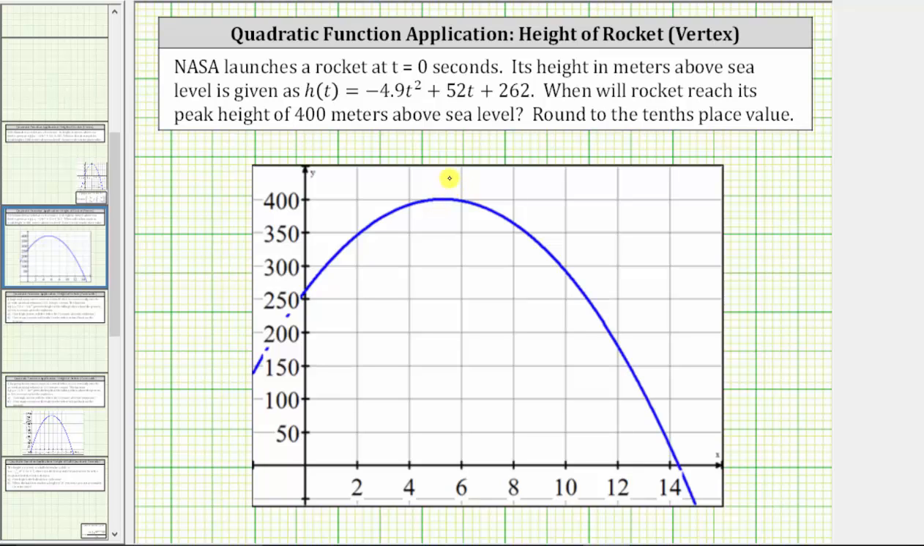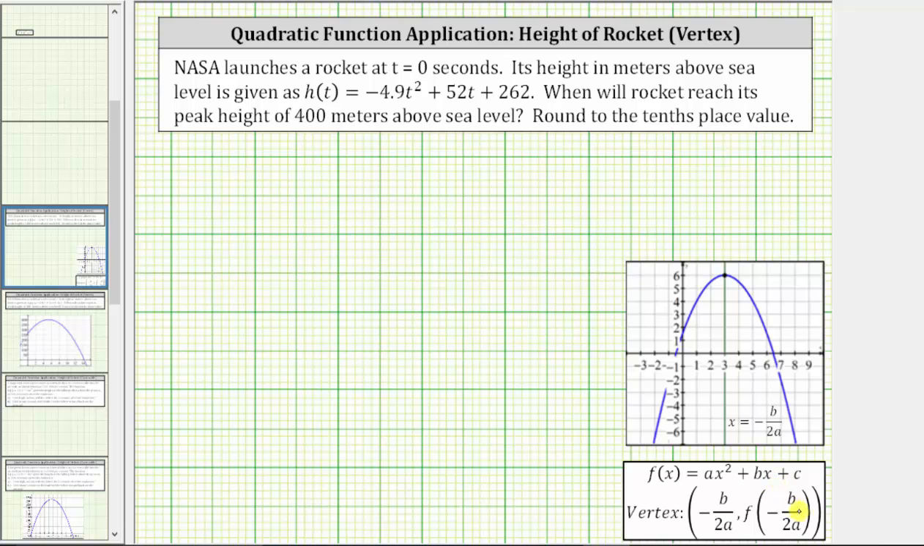And we're asked to determine when this occurs, which means we're looking for the t-coordinate, or the input of the function, that will give us the output of 400 meters, which again occurs at the vertex. When our function is in this form, we can use this formula to determine the vertex, where the input, or x-coordinate, or in our case the t-coordinate, is equal to negative b divided by 2a, and the output or function value is f of negative b divided by 2a, or in our case, h of negative b divided by 2a, which we already know is equal to 400.